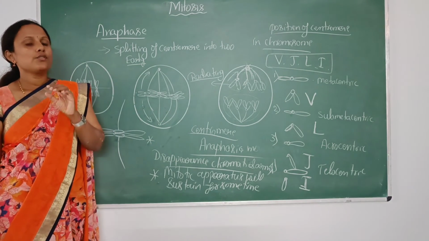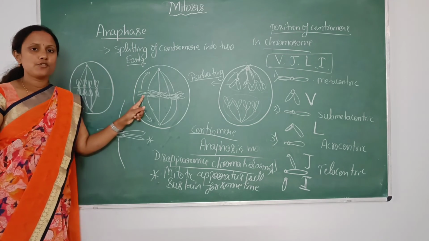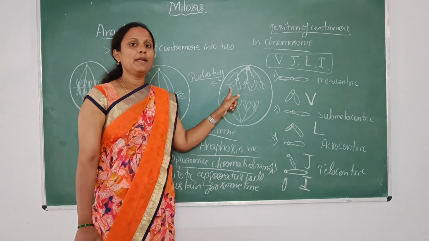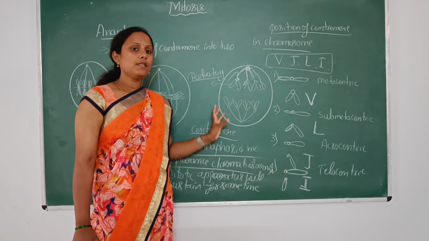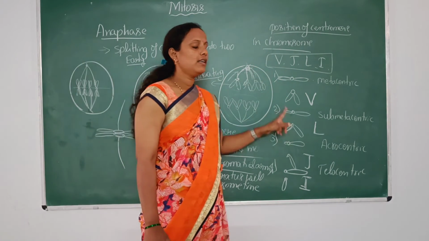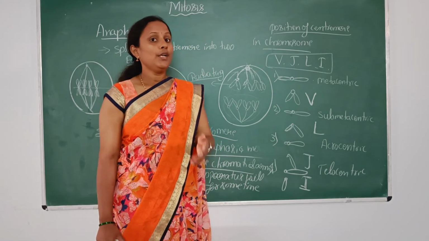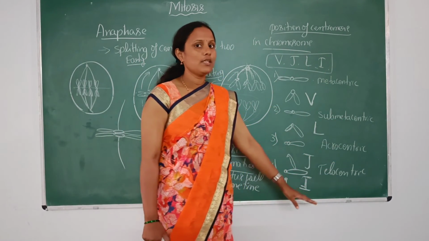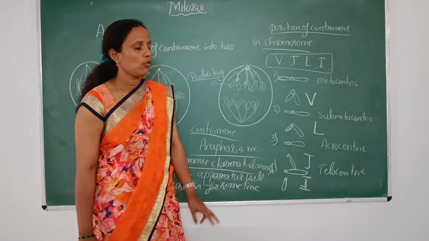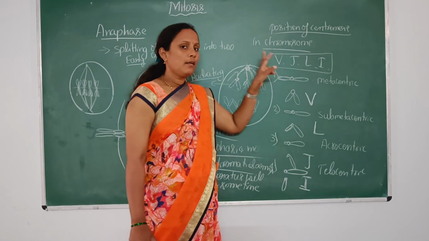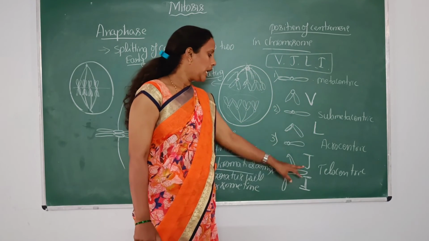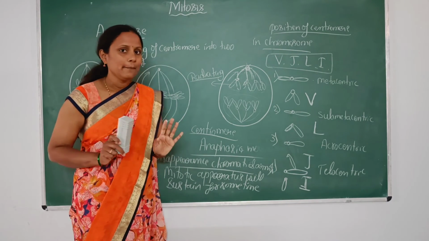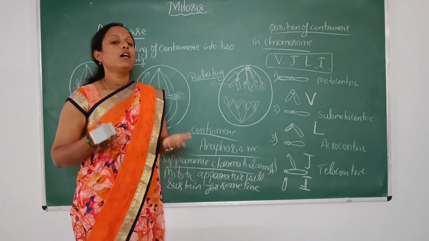The key events you should remember are the splitting of the centromere at the beginning of anaphase and the poleward movement of the centromere with the radiating arms. During this moment, we could observe different shapes of chromosomes depending upon the position of the centromere in a chromosome. So there are four possible positions of the centromere in a chromosome. Depending on that, the chromosomes will appear in V, L, I and J shapes. That too during the anaphasic movement only, not during any other times.